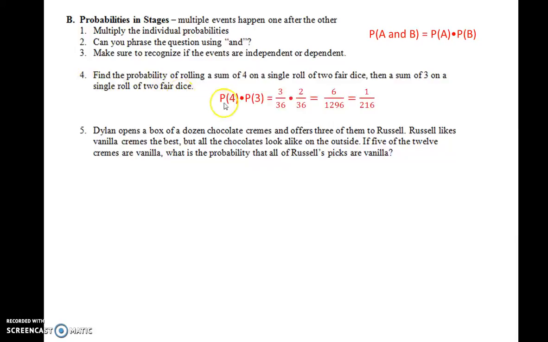So you go to your chart and you notice that the probability of a 4 happening is 3 out of 36. Probability of a 3 happening is 2 out of 36. You write those 2 fractions down. You're going to multiply them together and then simplify. You get 1 out of 216.